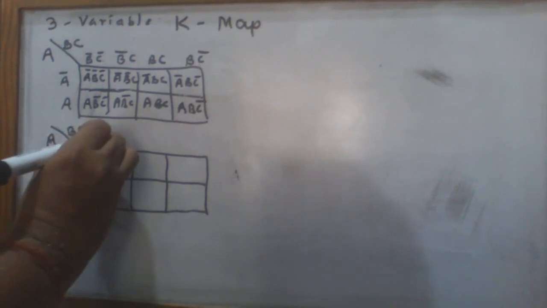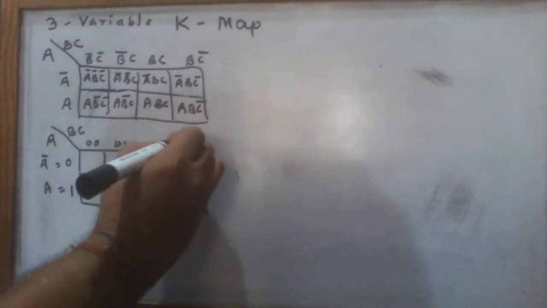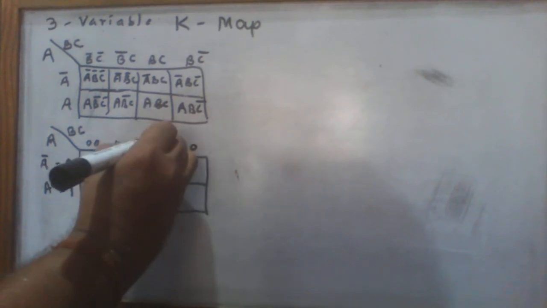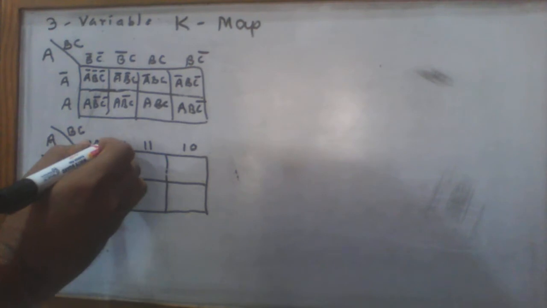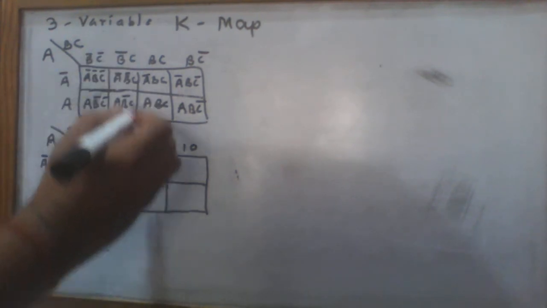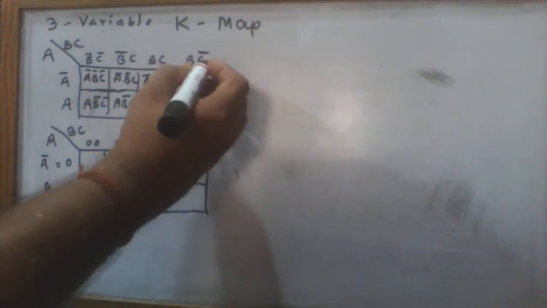This one is 0, 0, 0, 1, 1, 0, 1, 1. 0, 0 stands for B bar, C bar. 0, 1 stands for B bar, C. 1, 1 stands for BC. 1, 0 stands for BC bar.